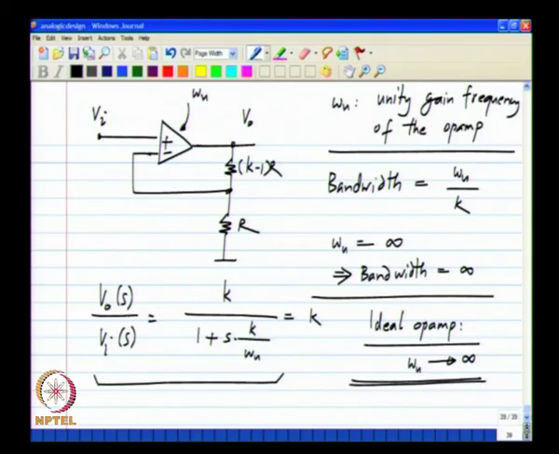So, what happens in this case? For any frequency, V naught will be k times Vi. Okay. The negative terminal of the op amp will also be equal to V naught by k equals Vi. Okay. And the difference between these two terminals, that will be equal to 0. Okay. So, that is the definition of an ideal op amp.